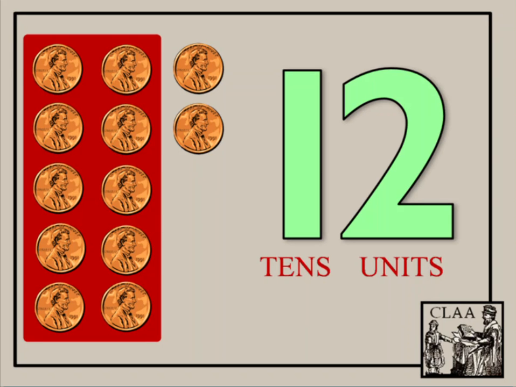How many pennies do you see on your screen now? We can count this again the easy way, because we know that the pennies in the red box make 1 set of 10. And we see that there are 2 left over. If we write 1 set of 10 and 2 units, we write the number 12. 10 and 2 gives us the number 12.